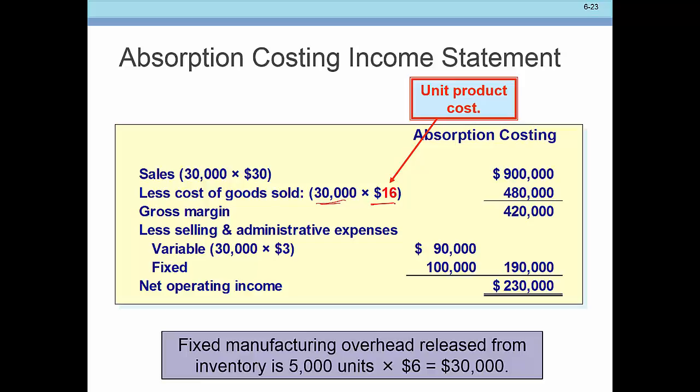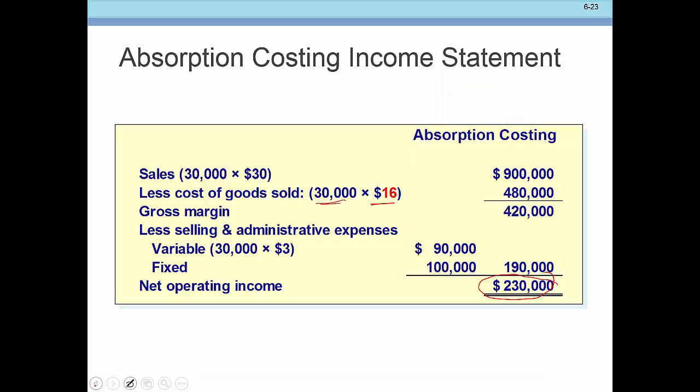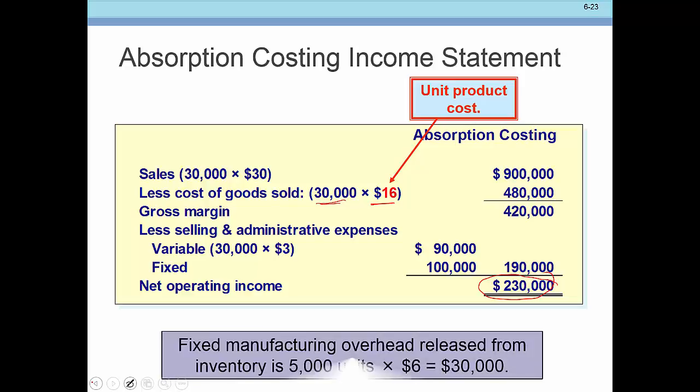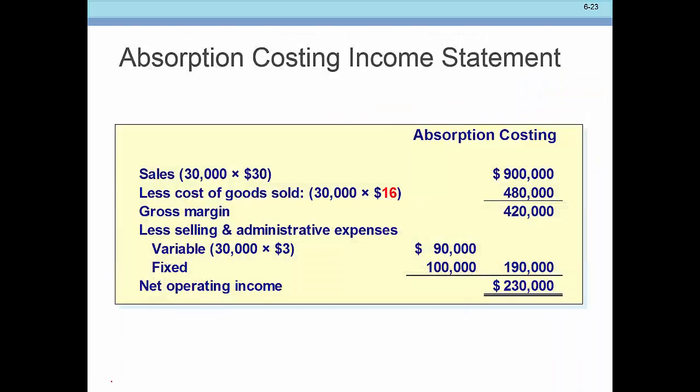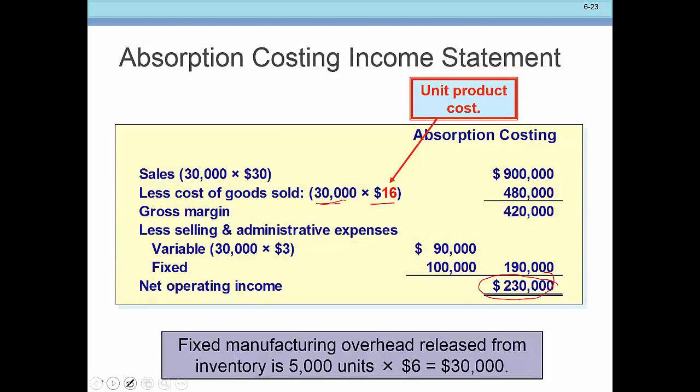And so we go ahead and we see that we have 230,000. We have how much less income? 260 versus 230 is a $30,000 drop. 230 under absorption versus 260, right, under variables. So there's a $30,000 difference. That $30,000 difference is those 5,000 units at our fixed cost per unit, which are now included in cost of goods sold, aren't they?